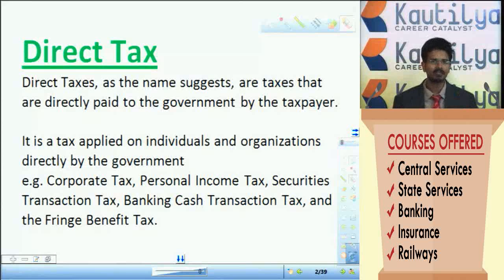What are the different kinds of direct taxes in India? What are the different kinds of indirect taxes in India? So that you can actually understand why are we getting the goods and services tax and how is it going to help in the economic development of India.